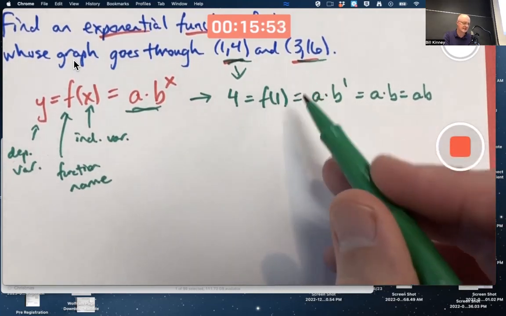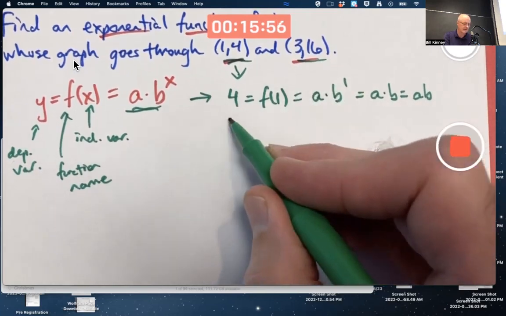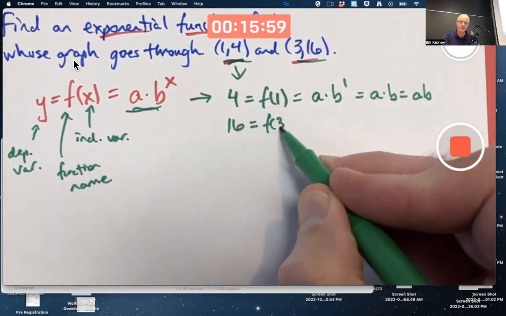The second point, (3, 16), means that when x is 3, y is 16. 16 equals f of 3.